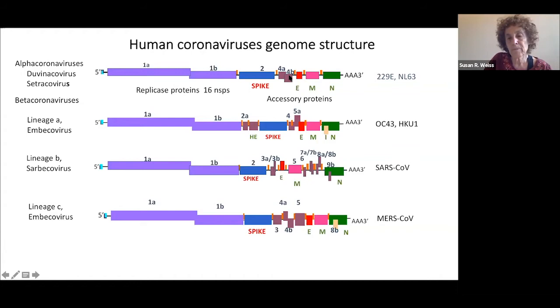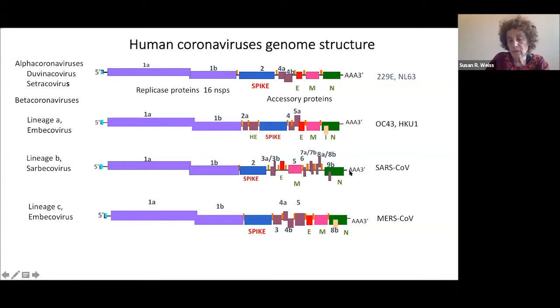They're not required for replication in tissue culture, but they often have host antagonist activities. And I will talk about that more later too. And that's one of the things that really distinguishes these lineages, the arrangement of the non-structural proteins. And it looks like the ones for SARS have the most complex.